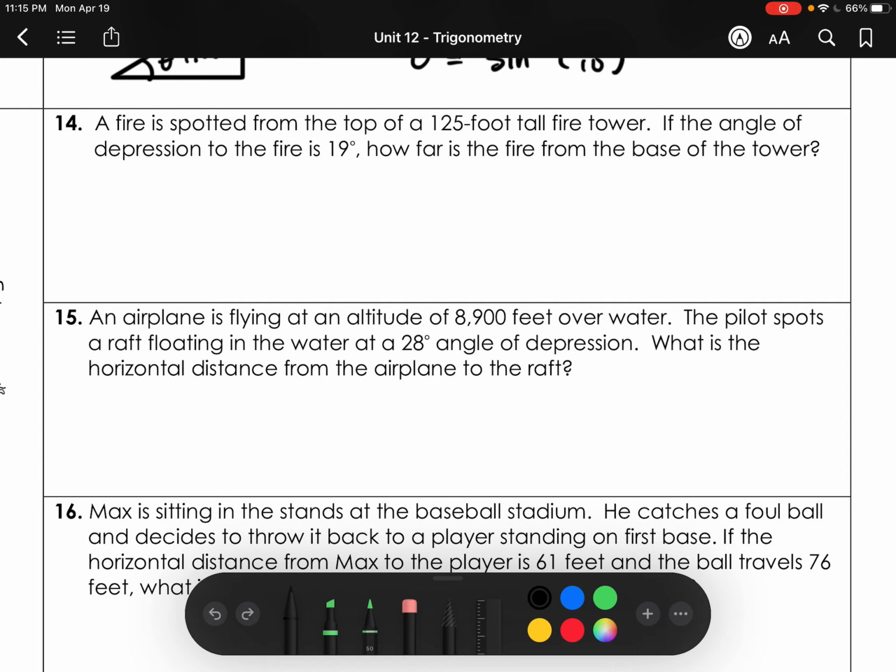All right, so let's say that this is the fire tower right here, just so you guys know what I'm doing. From the top, which is right here, the angle of depression is 19 degrees, right? So our triangle is going to look like this.